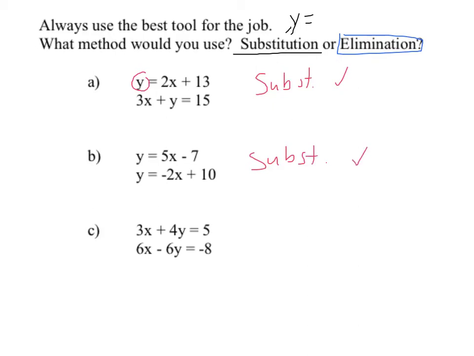The next one, neither one of them is solved for a variable. That's a negative towards substituting. That wouldn't work. You'd have a lot of work to do. It's lined up in standard form. So this one, elimination, probably would be your most efficient process.